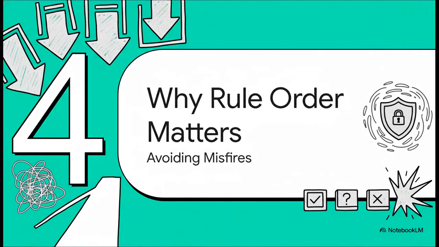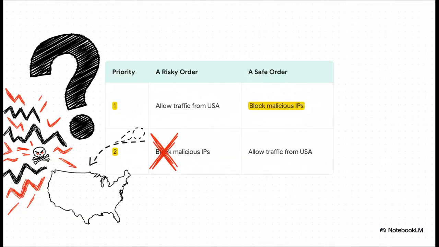Now, understanding that first match wins idea is one thing, but seeing what happens when you get it wrong, that's something else entirely. The order of your rules isn't just some small detail. It is the absolute foundation of your entire security setup. Just look at this, a tale of two different rulebooks. On the left, you've got a risky order. Rule number 1 says allow all traffic from the USA. Rule number 2 says block known malicious IPs.